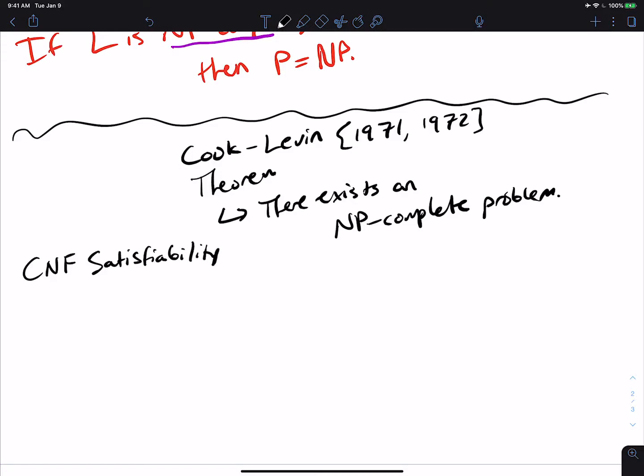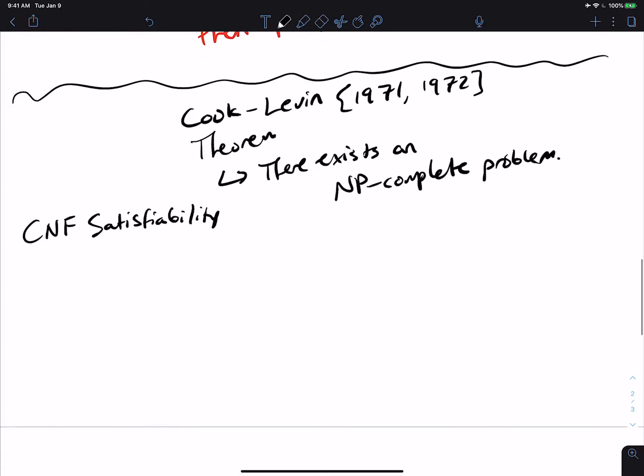So they didn't actually do this. In fact, amazingly, if you can believe it, their papers don't even have a notion of what NP is. They never even defined the term NP or NP complete or anything like that. But in our terminology, the problem that they showed was NP complete. So what is this problem, satisfiability?